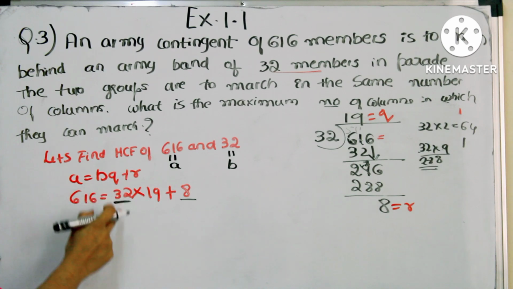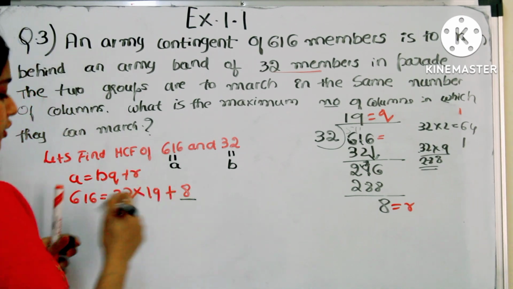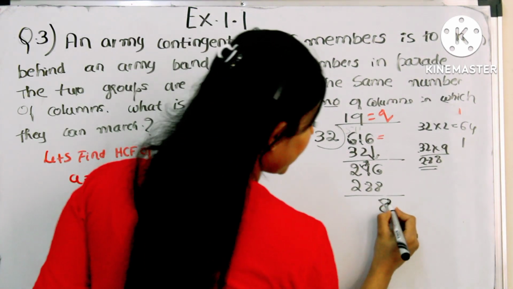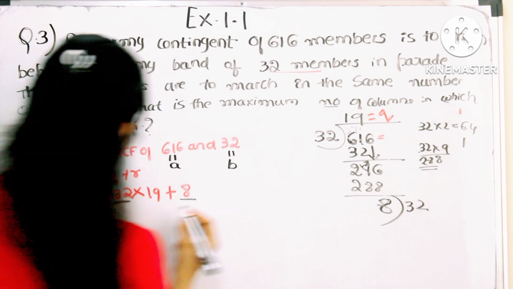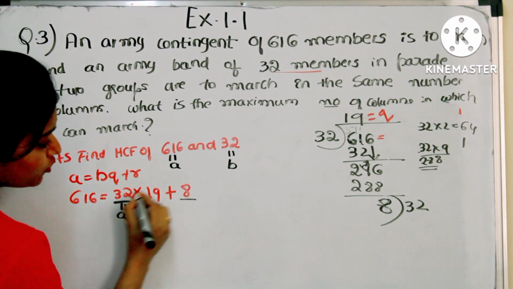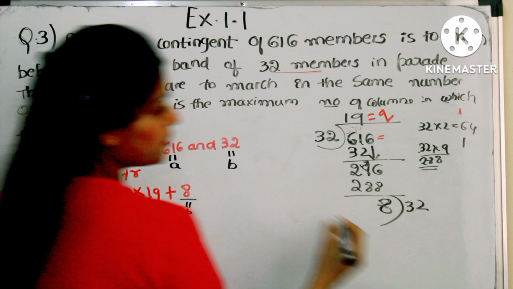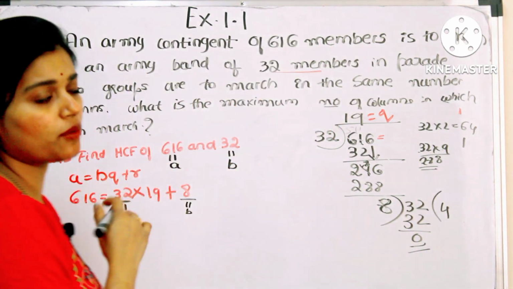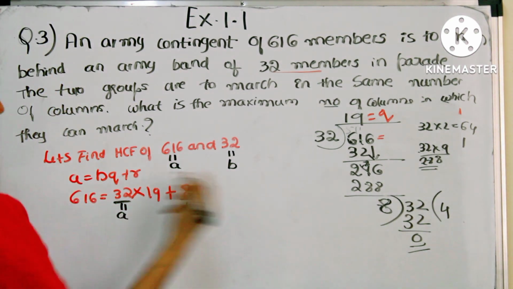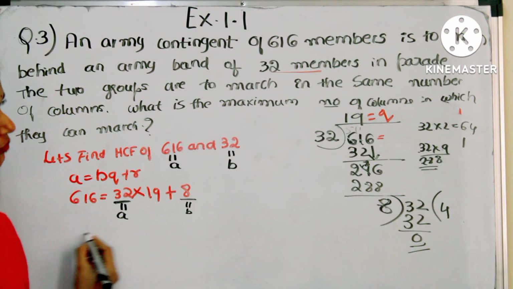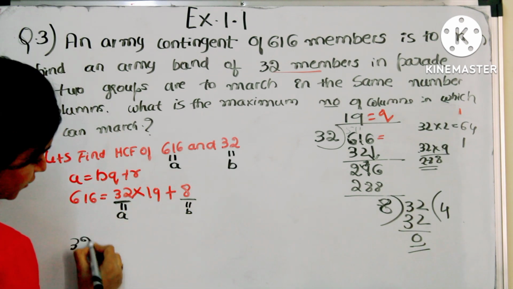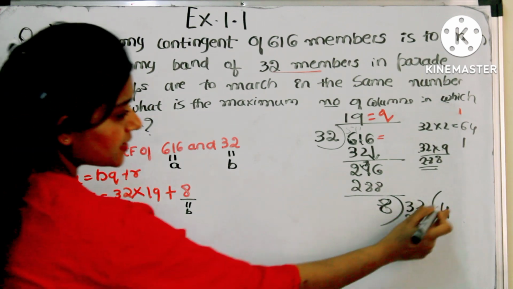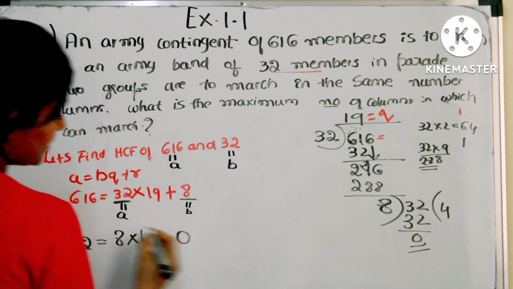Now apply Euclid's division lemma to 32 and 8. Here A is 32 because 32 is greater than 8, and B is 8. 8 fours are 32, so the remainder is 0, and you have to stop here. Writing this in the form A = BQ + R: A is 32, B is 8, Q is 4 and R is 0.